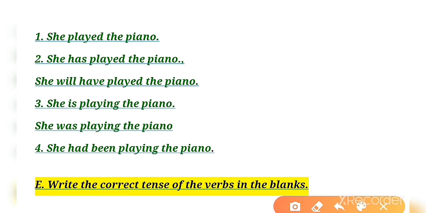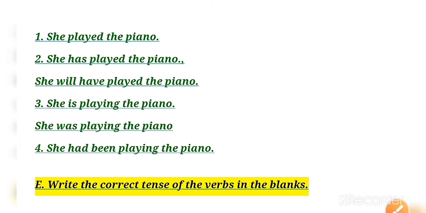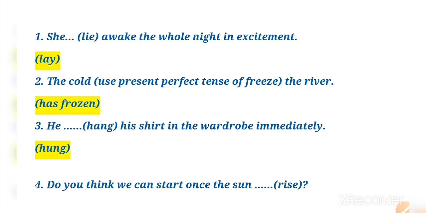The first will be she played the piano. Second, she has played the piano. And another one in second will be she will have played the piano. Then the third, there are 2 in third: she is playing piano, then she was playing piano, and the last is she had been playing the piano. Then the next is write the correct tense of the verb in the blanks. I have written all the answers here, that is highlighted.